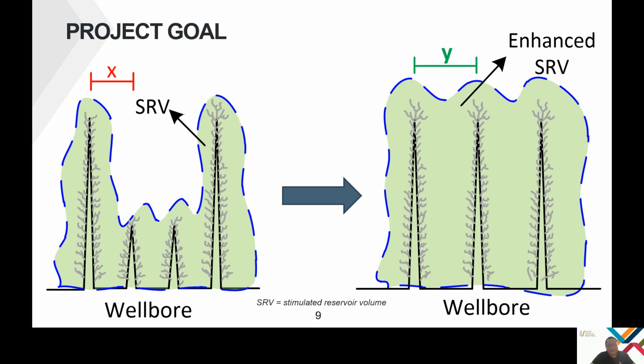How does it impact? If we can change this geometry to this geometry, and then we can do every single stage, it means we will recover the missing area, which is from this section, and we can enhance the stimulated reservoir volume to become like this. So what does it mean? It means we increase the recoverable reserve from one well, or total reserve from a well.